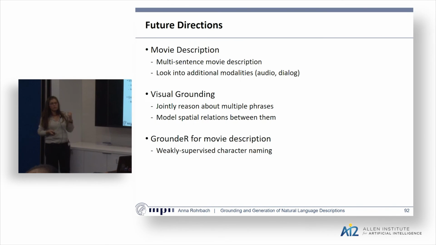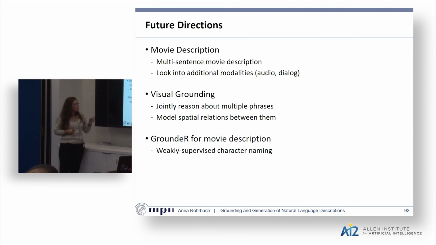For the visual grounding, it would be good, at training time, to inform our model that there are multiple phrases present in the scene, so that we can learn to not attend to the same region, but rather diversify our attention. And to address certain queries, we really need to model spatial relations between the different objects in the scene.